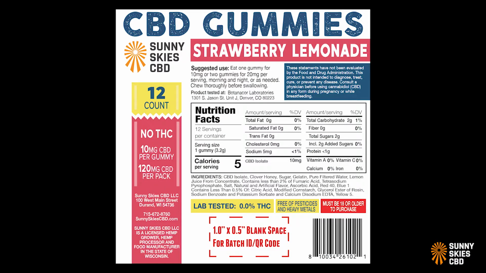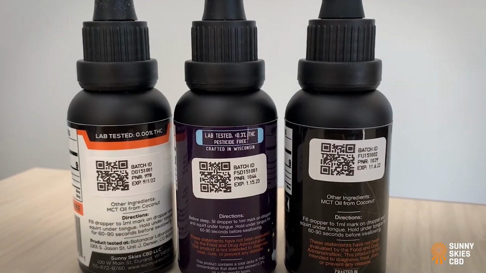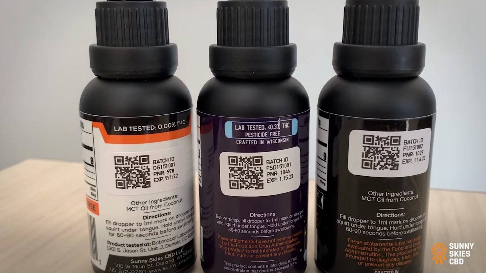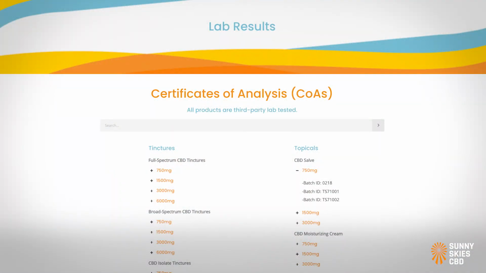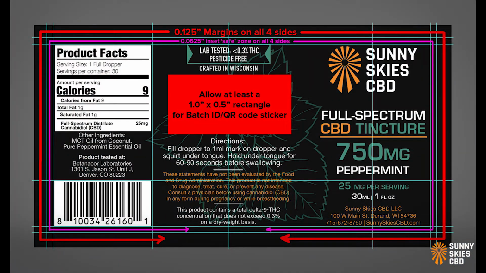We recommend leaving a 1" by 1/2" blank space rectangle somewhere on the label. This allows us to place a sticker that includes the batch ID, the QR code that scans to that batch's COA, and the expiration date. This allows for longevity of your labels, and we apply them when you place an order. Another option is to have a QR code that links to the lab results page on your website if you choose. This does create an additional step for the customer to find that particular batch's COA, but we've seen it done successfully.